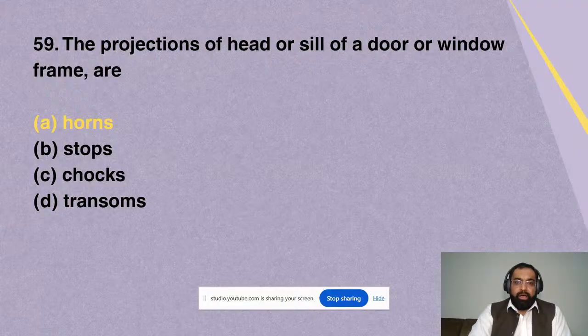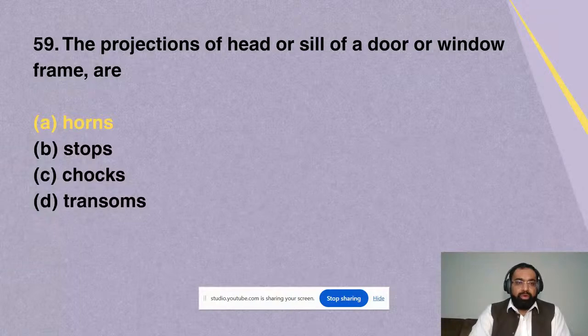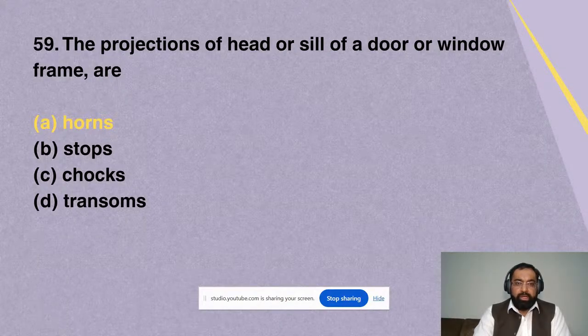59. The projections of a head or sill of a door or window frame are: A. Horns, B. Stops, C. Cocks, D. Transoms. So these are horns. Horns are the projections of the head or sill of a door or window frame.